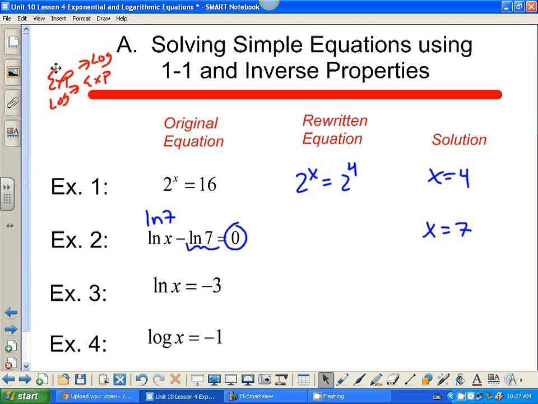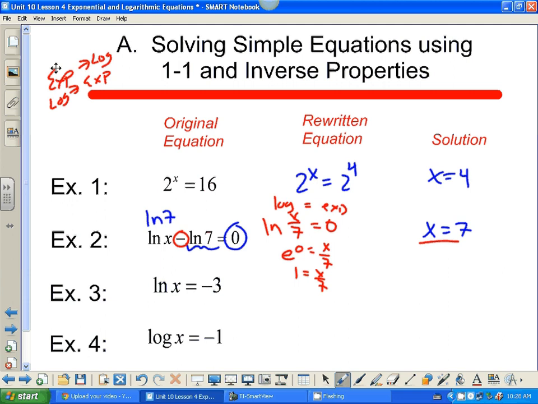If you are wondering, well, how did she get that? If you want to do the fancy math, you would notice that this is a subtraction. So I could rewrite this using properties of logs by taking the quotient. Well, this is base e, so I can think of this as e to the 0, because remember, a log is an exponent. So e to the 0 is equal to x over 7. e to the 0 is 1, and I can cross multiply to get x is 7.